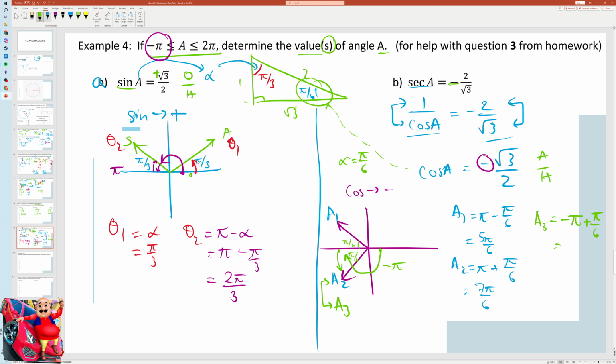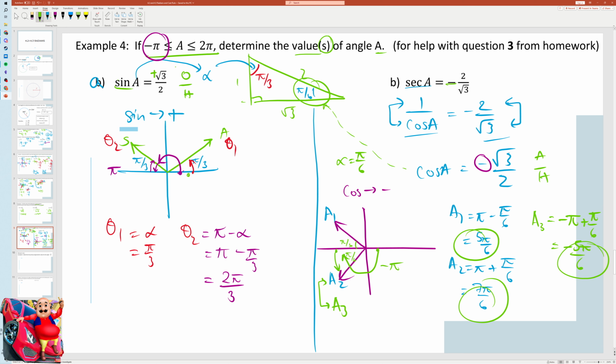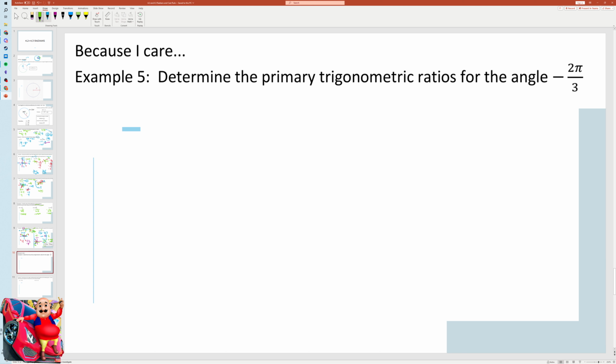Okay, so let's actually wrap this up. That's negative 5 pi over 6, giving us 3 answers for terminal arms that produce the ratio of secant A equals negative 2 over root 3. All right, determine the primary trig ratios for the angle of this. When we do multiple trig ratios, well, first let's just draw that thing in. This is negative 2 pi over 3.